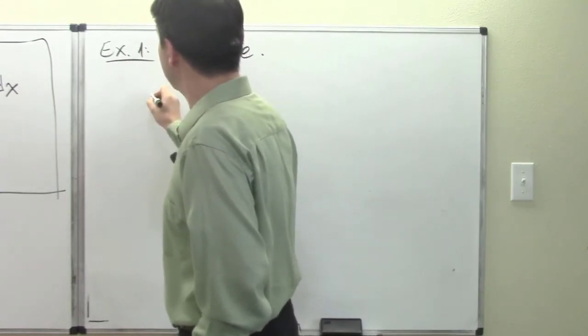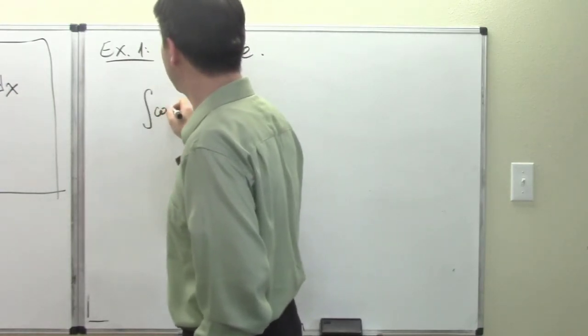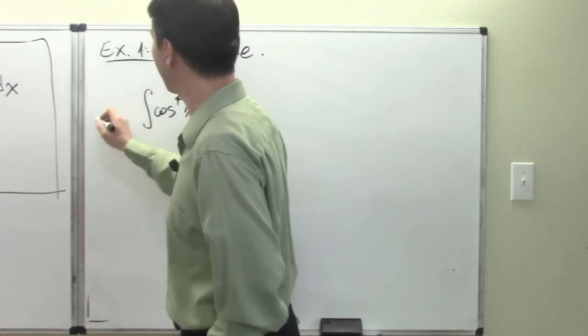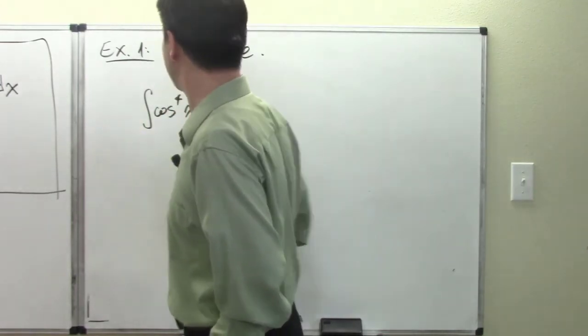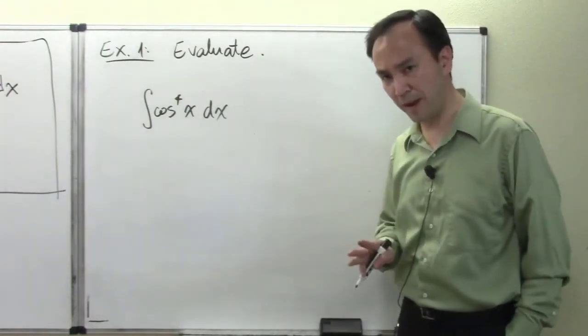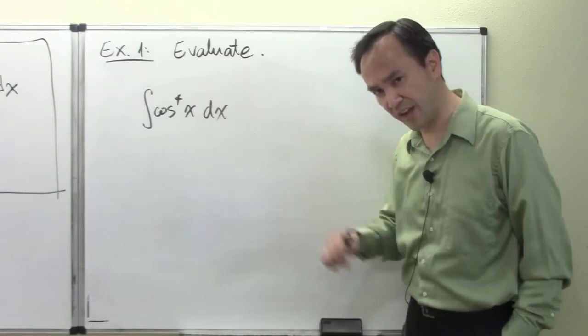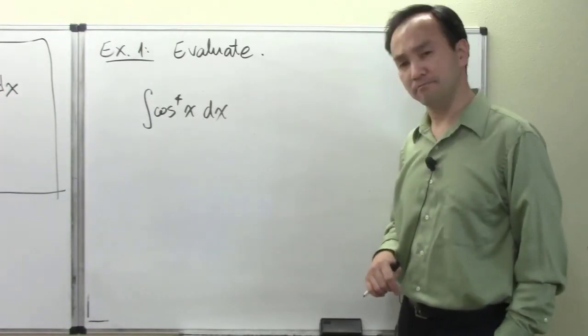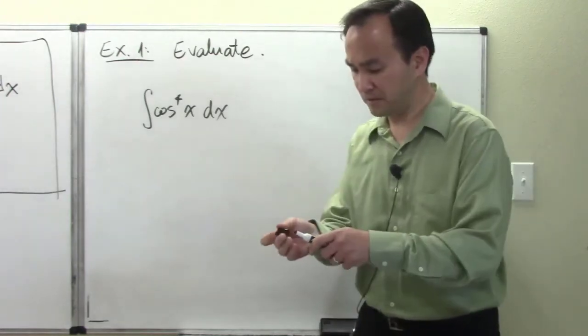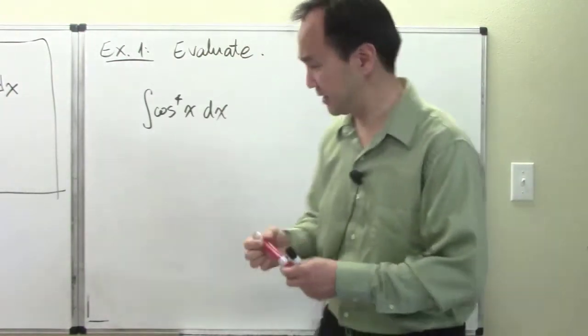cosine to the 4th power of x. All right, and that's the only problem, one single power, power 4 of cosine of x. Okay, and so a couple things to notice.